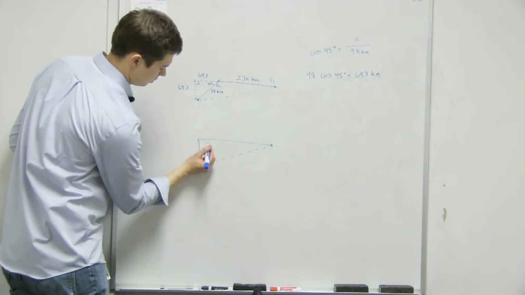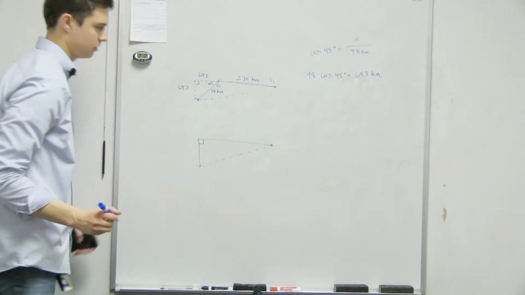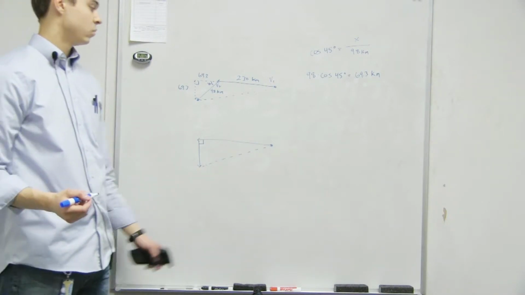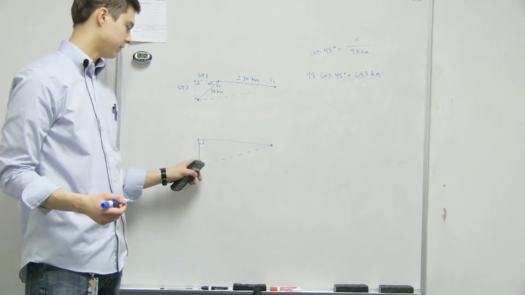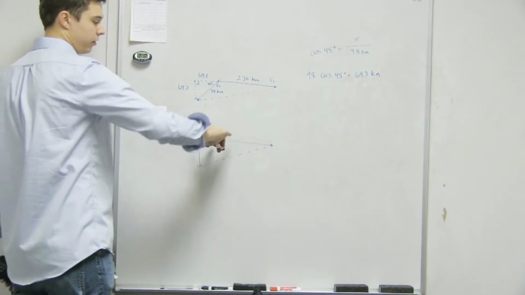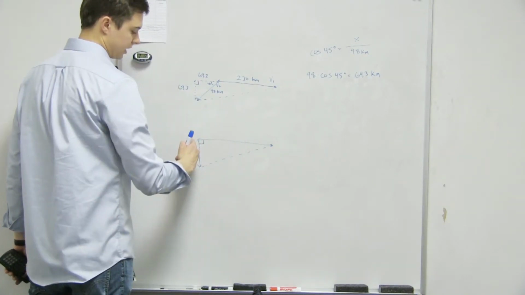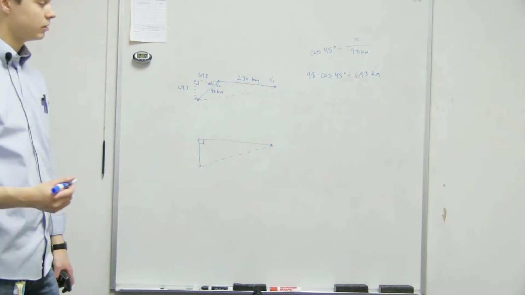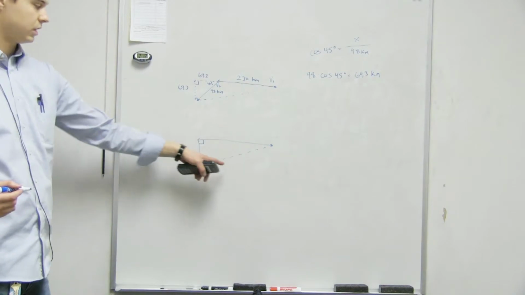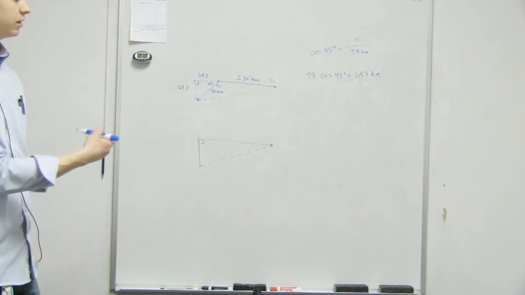Then you can redraw your angles and your total length, and so you have a 90 degree angle. We actually don't need to know this angle or this angle. We could find it if we wanted to, but now that we know the length of this side and the length of this side, and we also know Pythagorean's theorem, which is a squared plus b squared equals c squared, we can find the length of the hypotenuse.